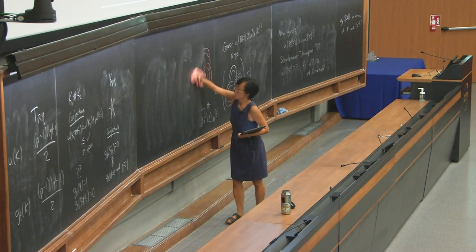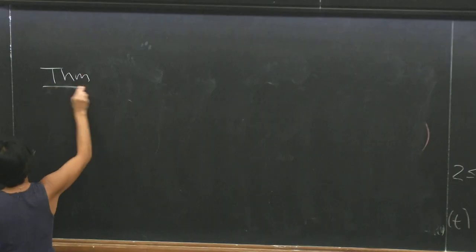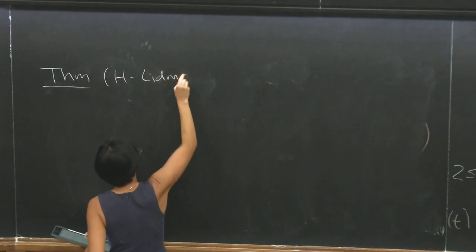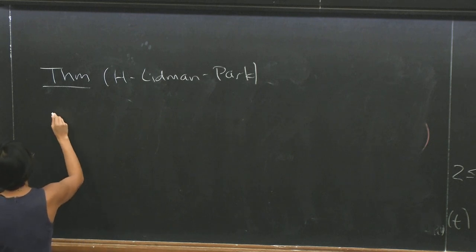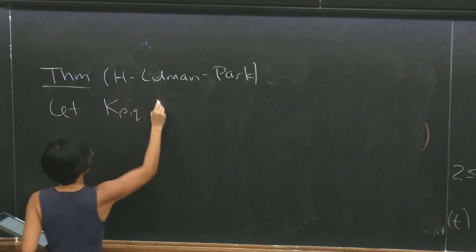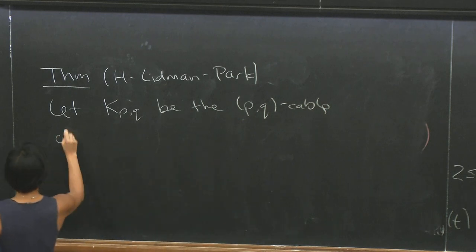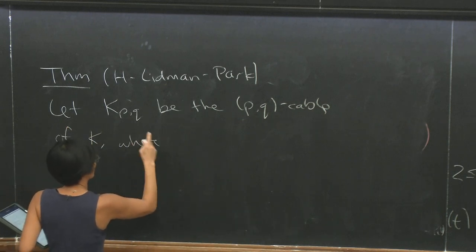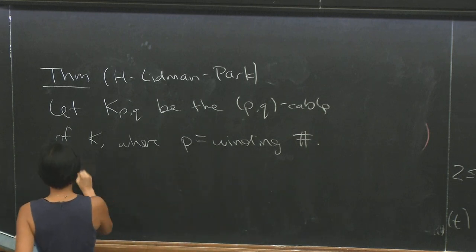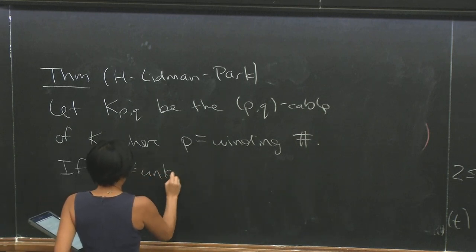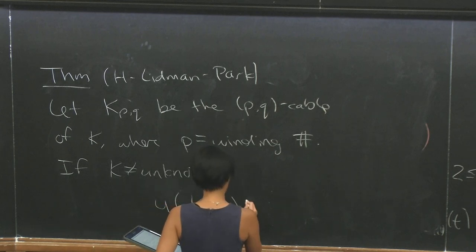Okay, and so the main theorem, which is joint with Ty Libman and Jung Park. We'll let K_{P,Q} be the (P,Q) cable of K, where P denotes the winding number. Then if K is not the unknot, the unknotting number of the (P,Q) cable of K is at least P.